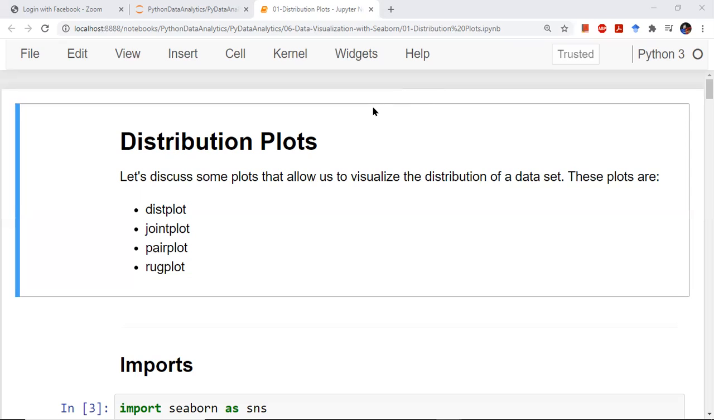The topic for today's discussion is distribution plots. We will be looking at how the data is distributed, what the spread of our data looks like in different plots, like dist plot, joint plot, pair plot, and rug plot.